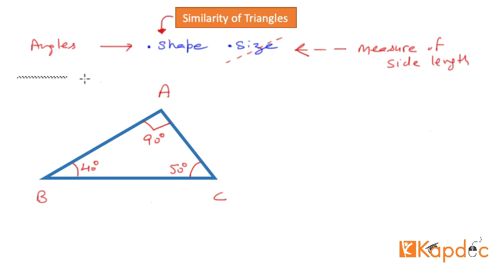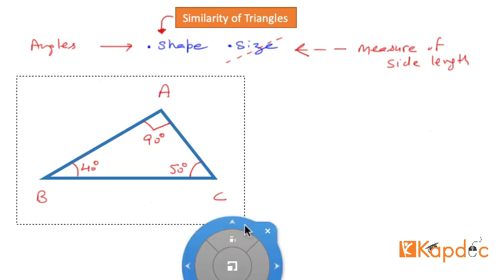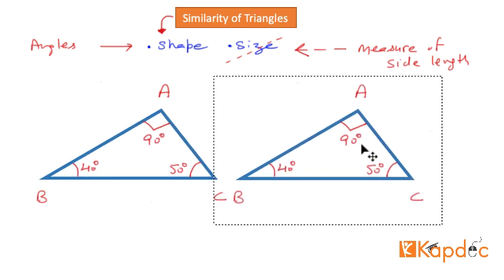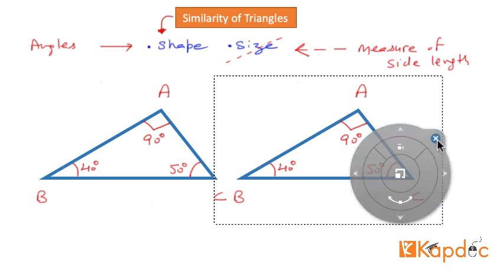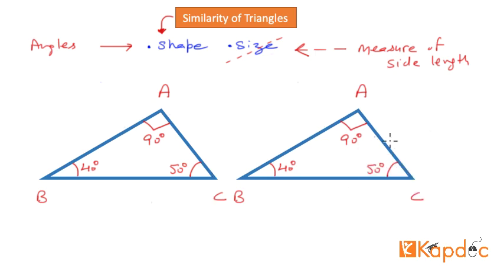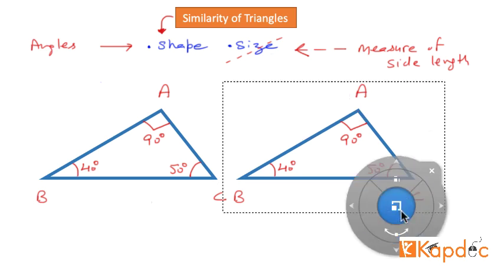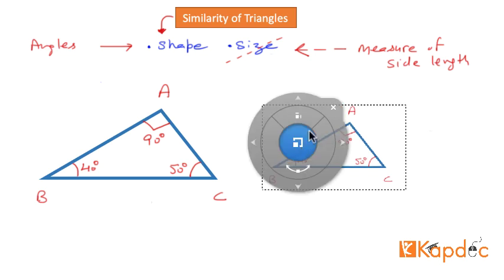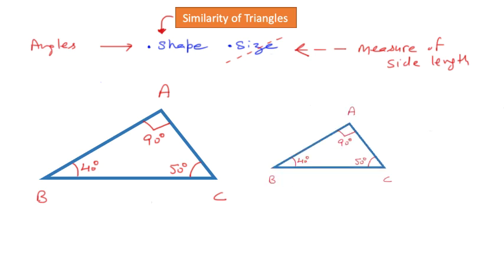So I'm going to create an identical image of triangle ABC. Now we have a replica of ABC. As of now, these two shapes are identical because they have the exact same measure in angle and the exact same measure in side length, since I simply copy pasted. Now let me take the second shape and reduce its size, to such an extent that it gets compressed from all sides.